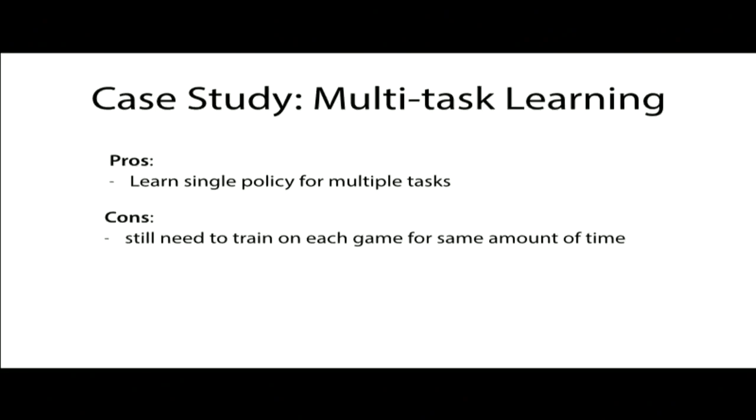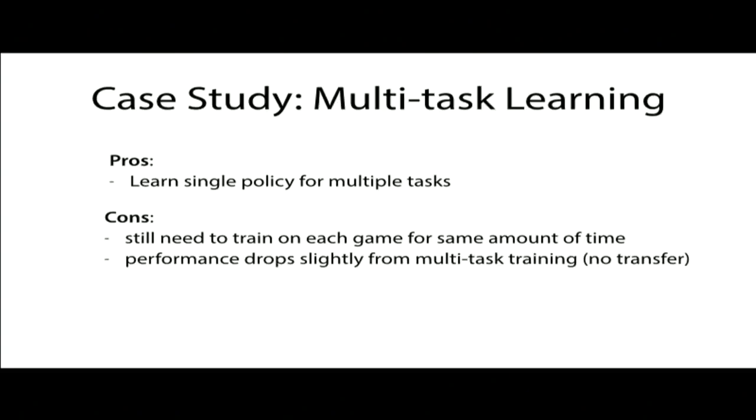Okay. So now the pros and cons. The pro is that we can learn a single policy for multiple tasks. The limitations are that we still need to train on each game generally for the same amount of time. We don't get any benefit. The performance generally drops slightly from multitask training, and there isn't a lot of transfer, meaning you don't get a lot of benefit from training across tasks.